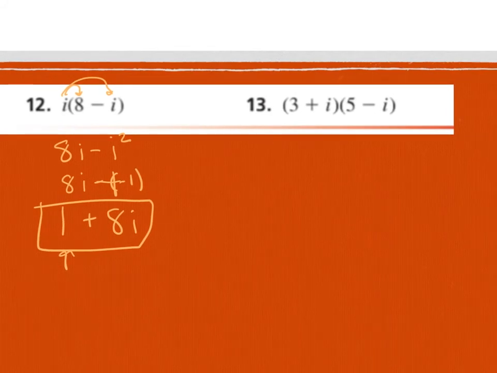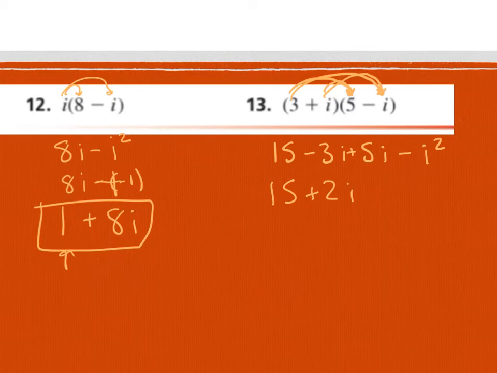13, we have two binomials, so we need to FOIL. So we multiply our first terms, our outside terms, our inside terms, and then our last terms. We combine our like terms, so we have 15 plus 2i minus this i squared would be a -1, so minus -1 would become a plus 1. And then we need to combine our 15 and our 1, so this is 16 plus 2i.